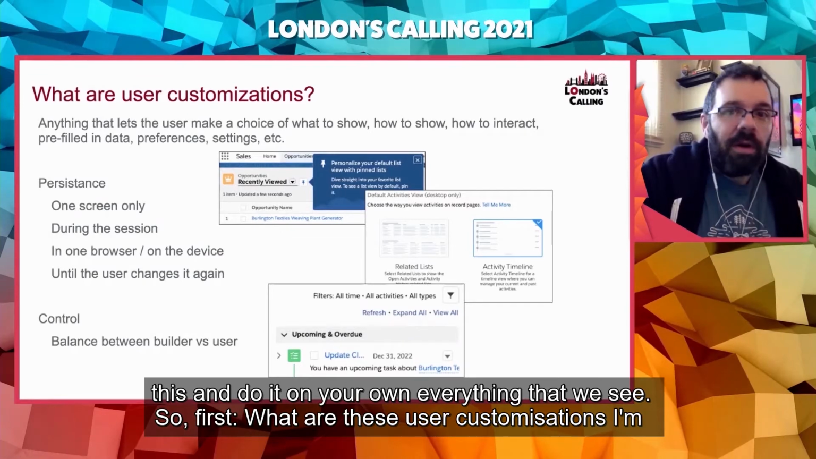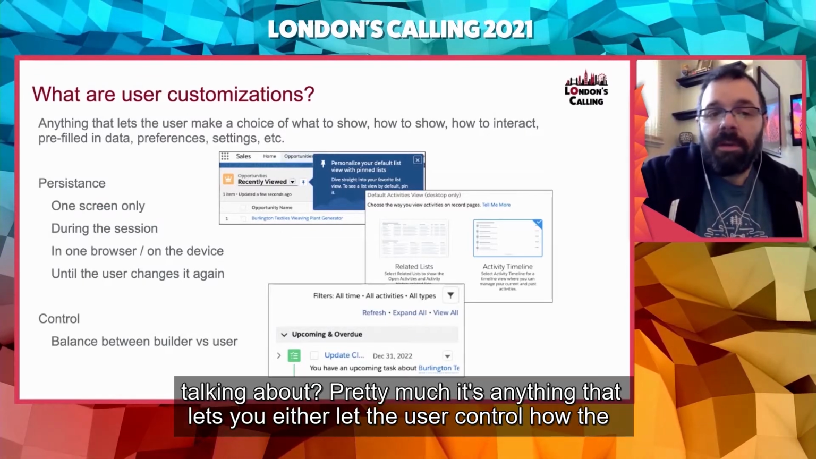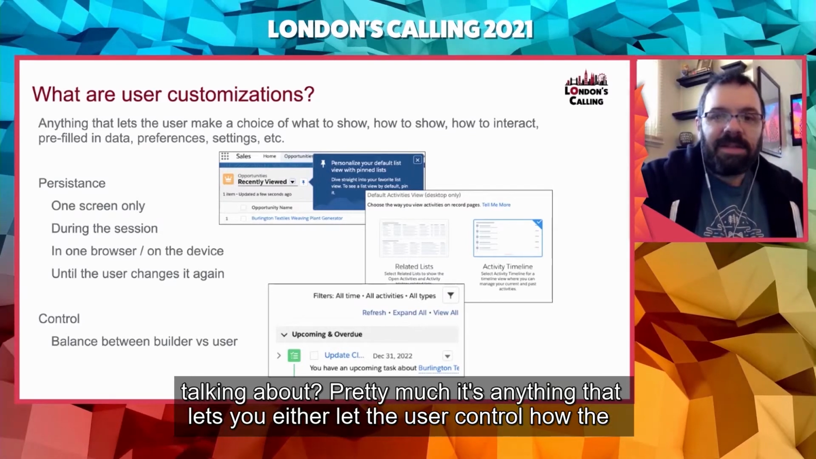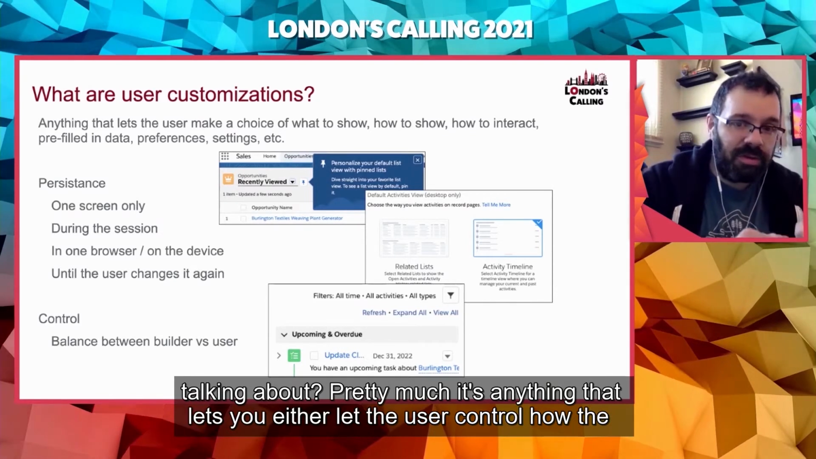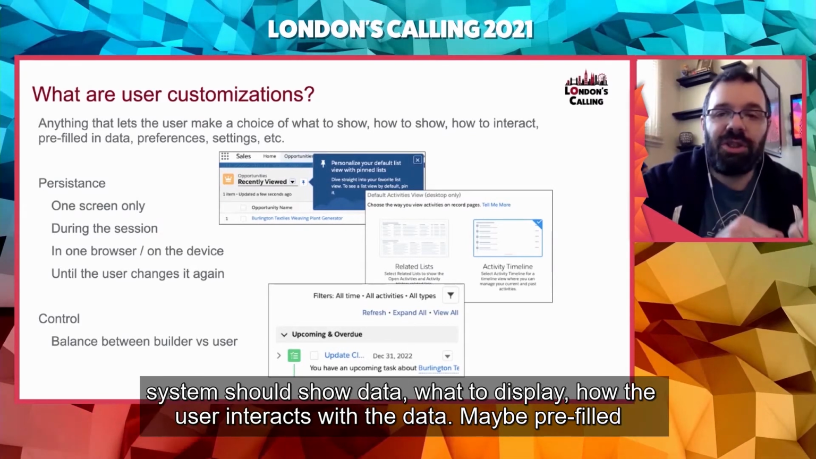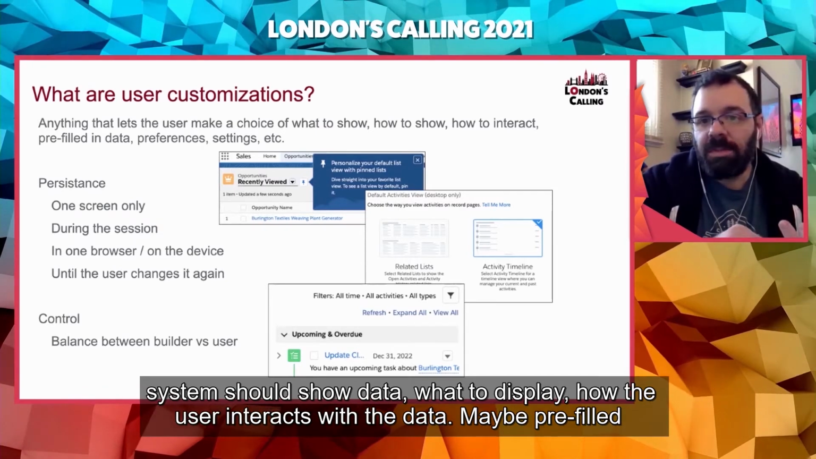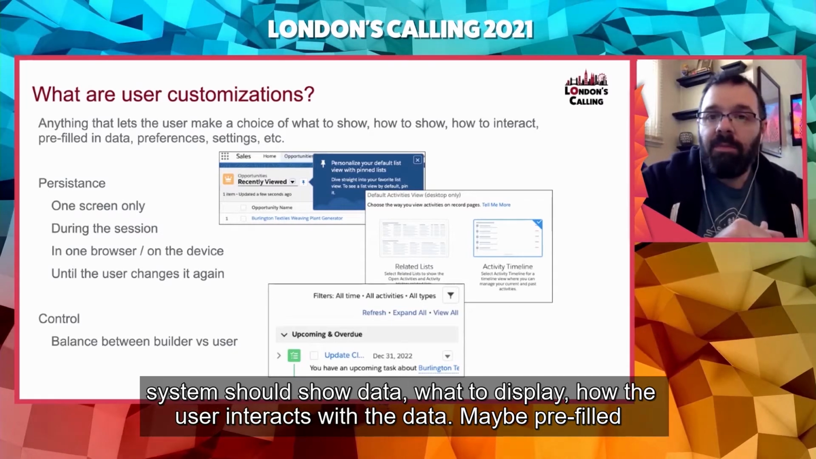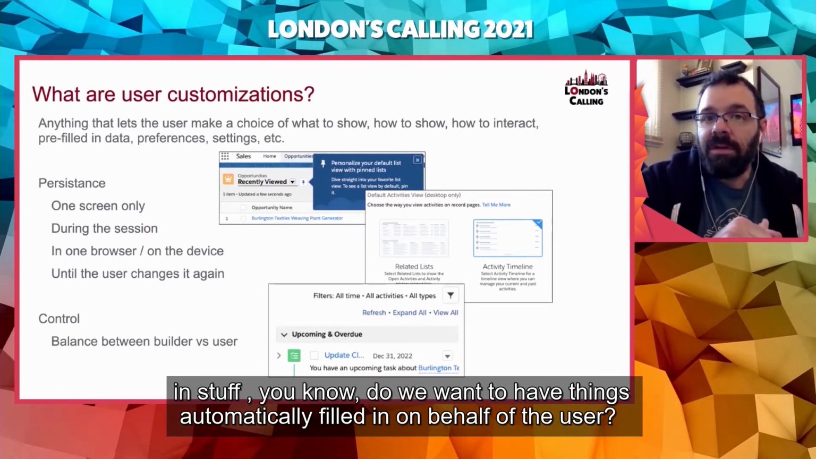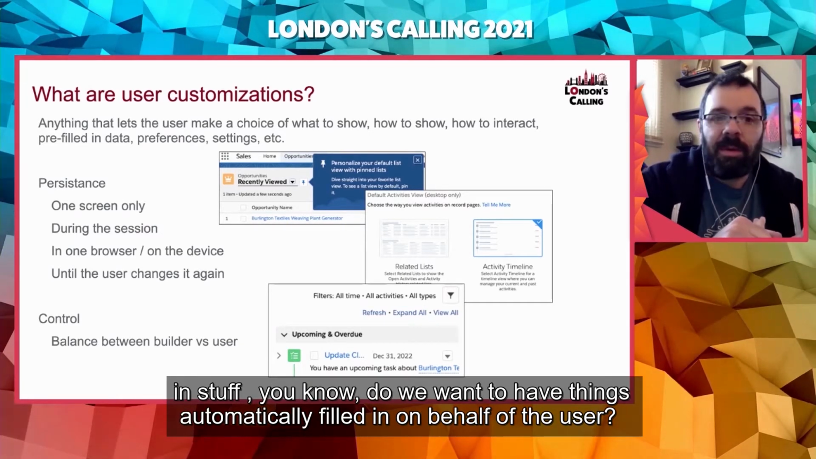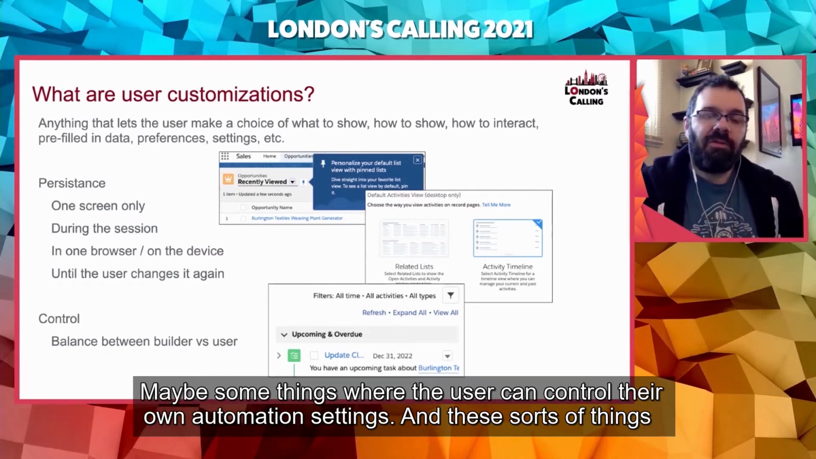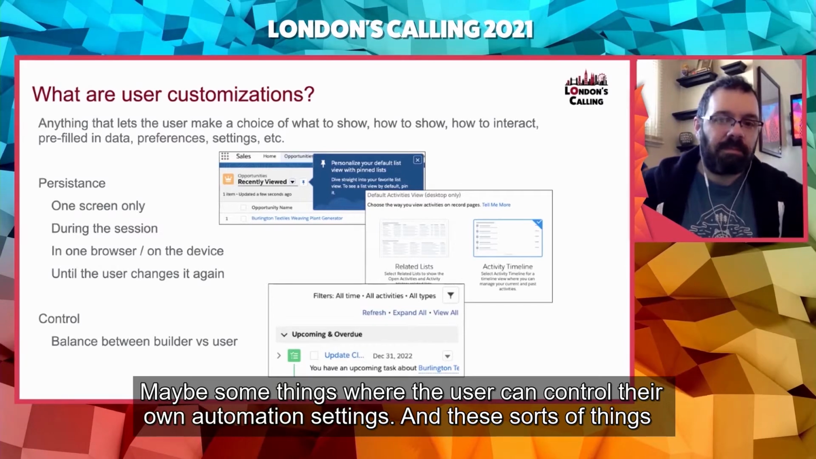So first, what are these user customizations I'm talking about? Pretty much it's anything that lets the user control how the system should show data, what to display, how the user interacts with the data, maybe pre-filled in stuff. Do we want to have things automatically filled in on behalf of the user? Maybe some things where the user can control their own automation settings.